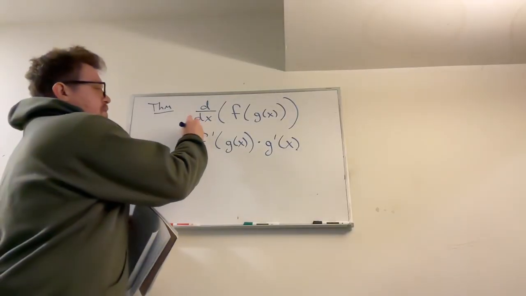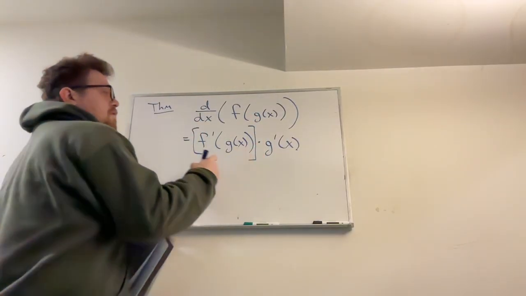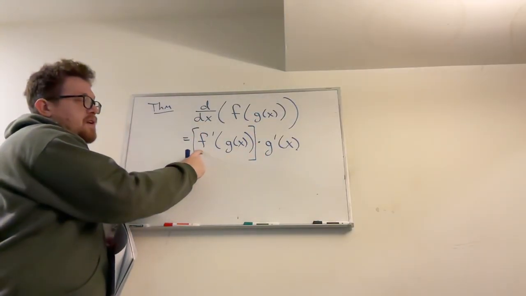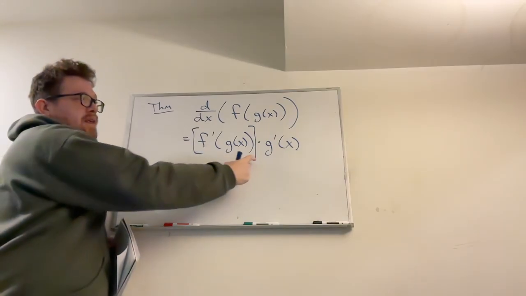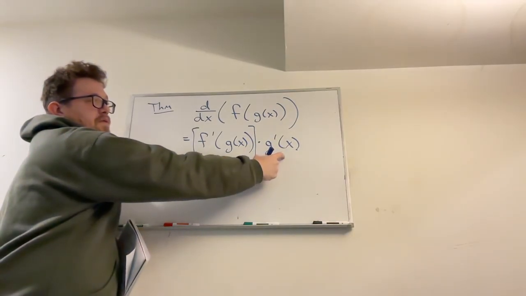Right, so this is like the product of two numbers. The first one is I take g of x and I just plug it into f prime. I don't do anything to g, and then on the outside I get a multiple of g prime of x.